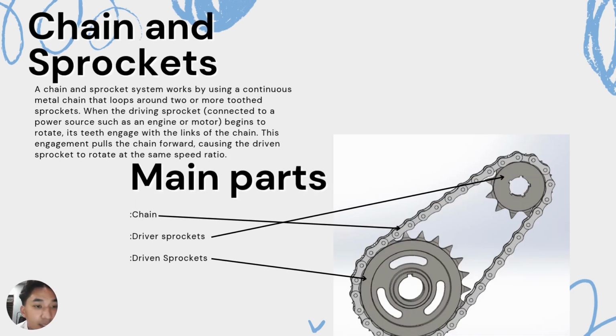A chain and sprocket system works by using a continuous metal chain that loops around two or more toothed sprockets. When the driving sprocket is connected to a power source such as an engine or a motor and begins to rotate, its teeth engage with the links of the chain. This engagement pulls the chain forward, causing the driven sprocket to rotate at the same speed ratio.